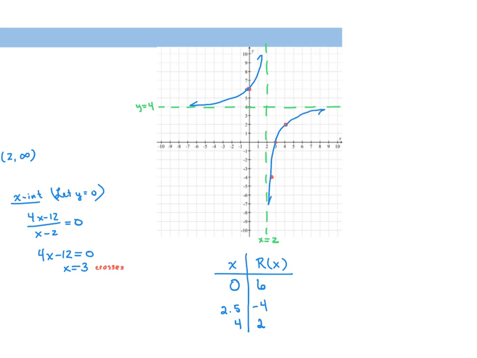Now if you remember, our vertical asymptote was from x minus 2. X minus 2 had an exponent of 1, so therefore to the left and to the right of my vertical asymptote, I'm going to have opposite behavior because it's an odd multiplicity.